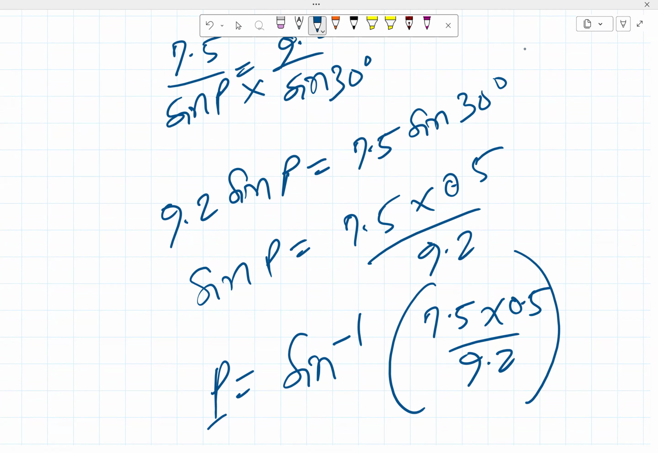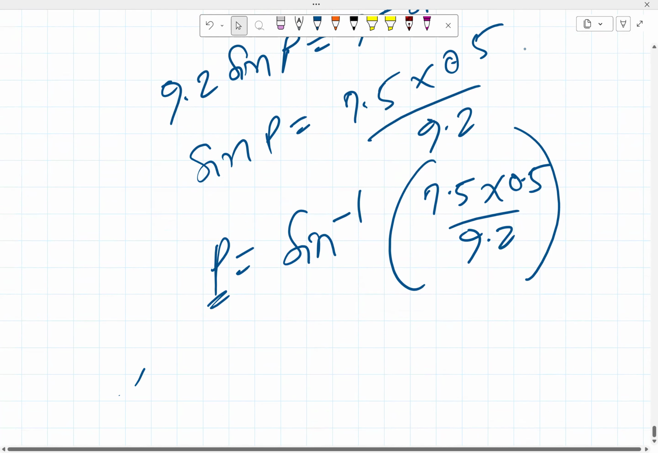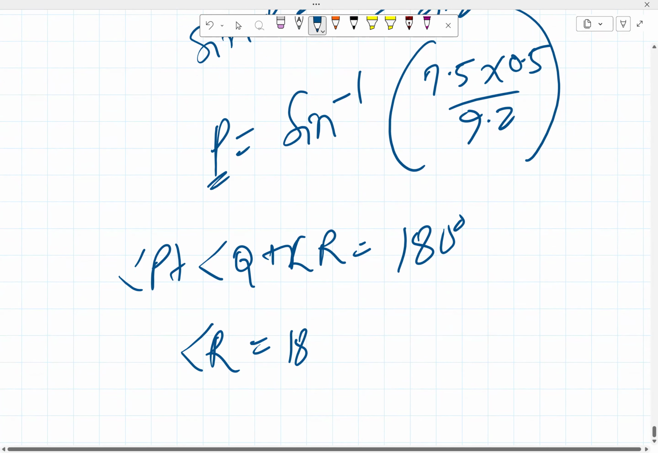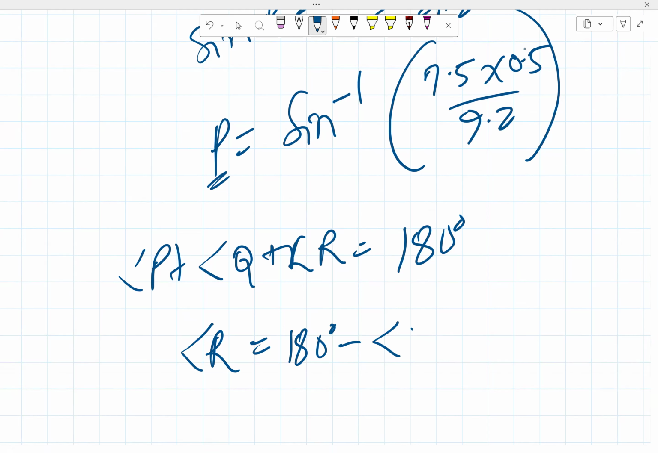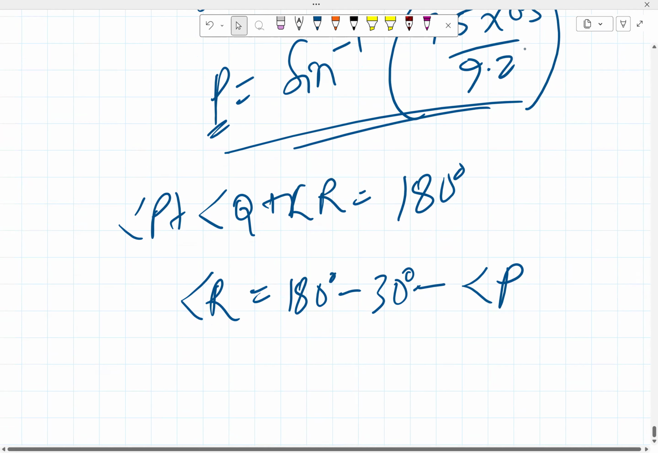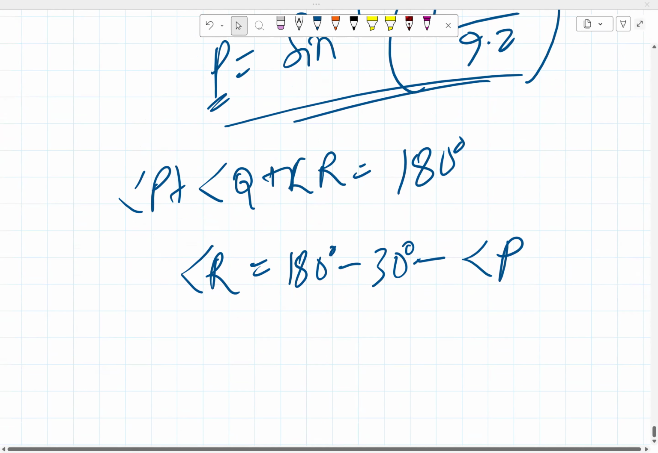Once you get P, you can say angle P plus angle Q plus angle R is equal to 180 degrees. So you can easily find angle R, which you don't know now, by saying 180 degrees minus angle Q, which is already 30 degrees, minus angle P, which you would have found from here. So using your calculator, you can take care of all of that.